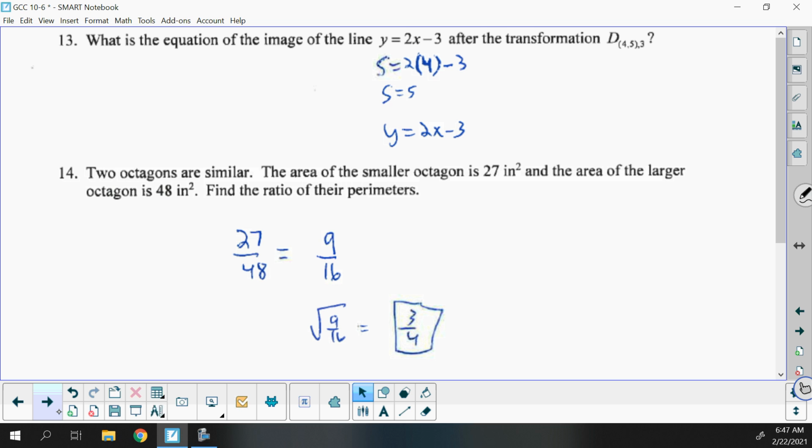So if you put the 0.45 in, it checks out. So our transformation is just the exact same line. So your area ratio is 27 over 48, which reduces to 9/16. So that's our similarity ratio squared. So you got to take the square root of each of them to find the similarity ratio, which will be the same as the ratio of the perimeter. So 3/4.